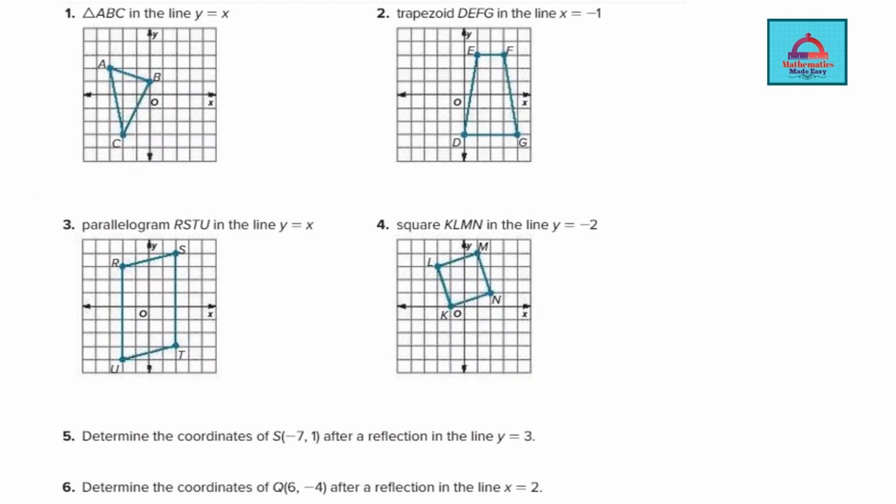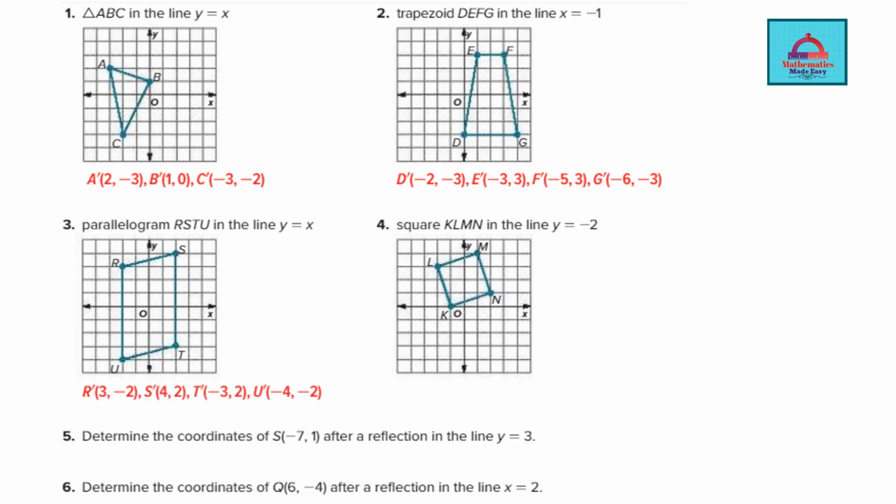So let's now check the correct answers for questions 1 to 6. For question 1, as we discussed, the correct answers are given in red here. So A prime is 2 comma -3, B prime is 1 comma 0, C prime is -3 comma -2. For question 2, 3 and 4, the following are the correct answers. So you can check your answers now from today's video.